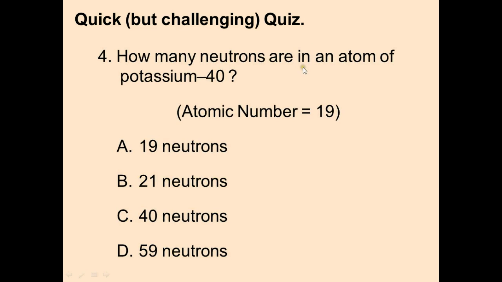And how many neutrons are in an atom of potassium 40? If you go to the periodic table and find potassium, they give us the mass here, and the atomic number is 19, they just told us. But if you didn't have this, you would just go to potassium and look at the atomic number. So how many neutrons are there? The mass number is calculated by adding the number of protons, so 19, plus the number of neutrons equals 40. So you just subtract 19 from 40, and you would get B, 21 neutrons.